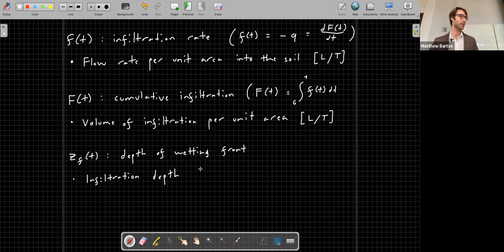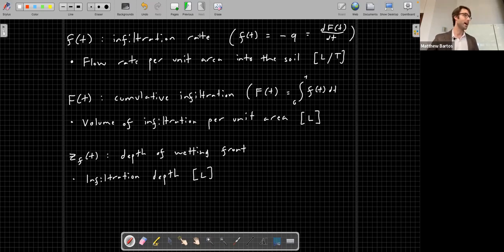And this is also in units of length. Sorry, I've made a typo up here. This is in units of length. So note that this is in units of length as well, but this is not the same thing as the cumulative infiltration. Our ZF of T is the literal depth of the wetting front.